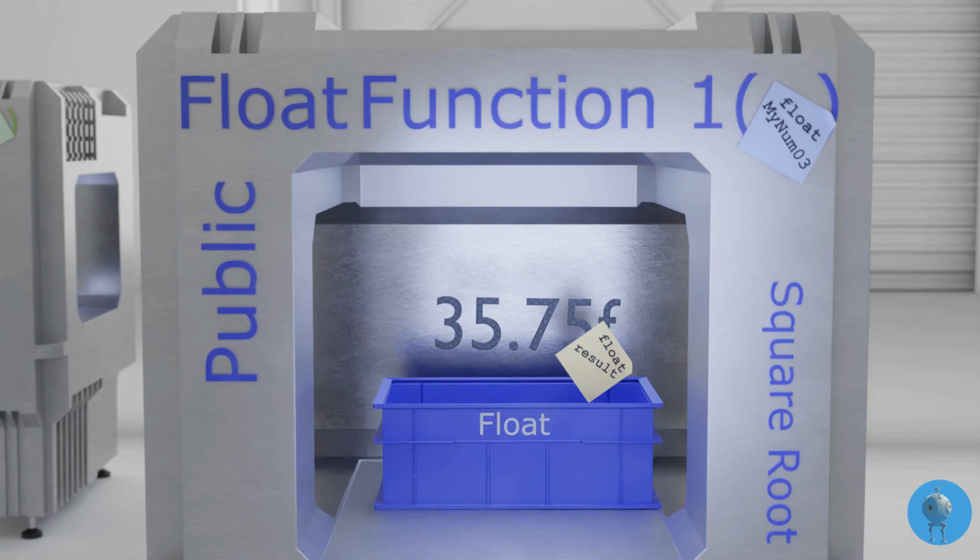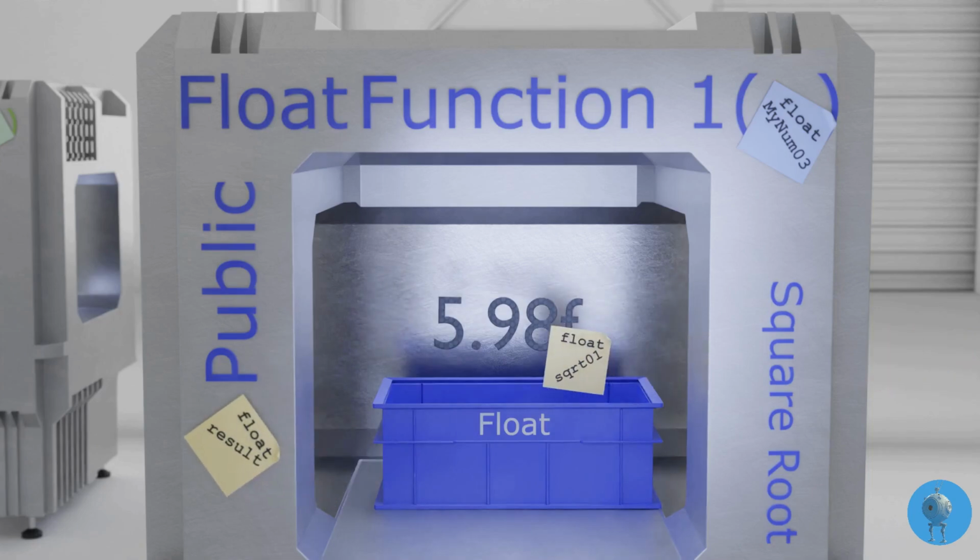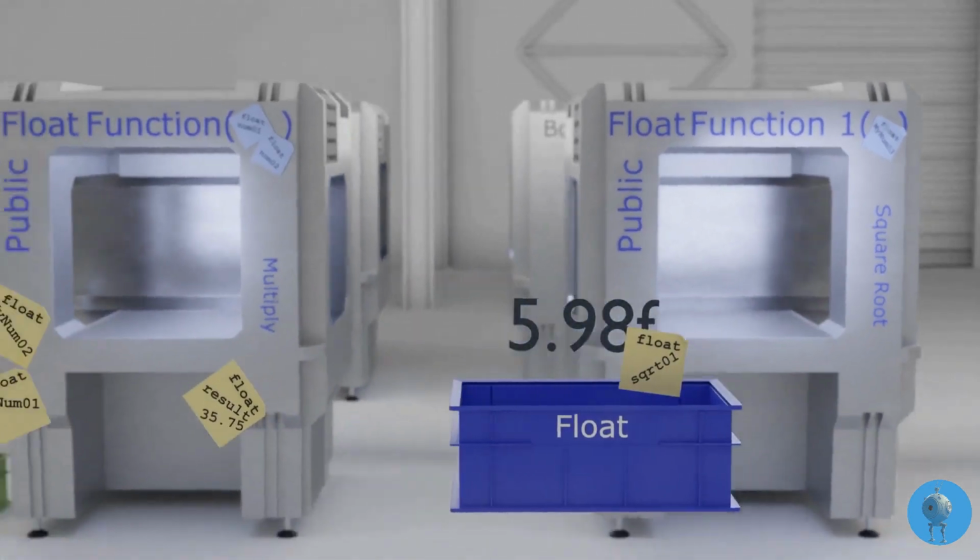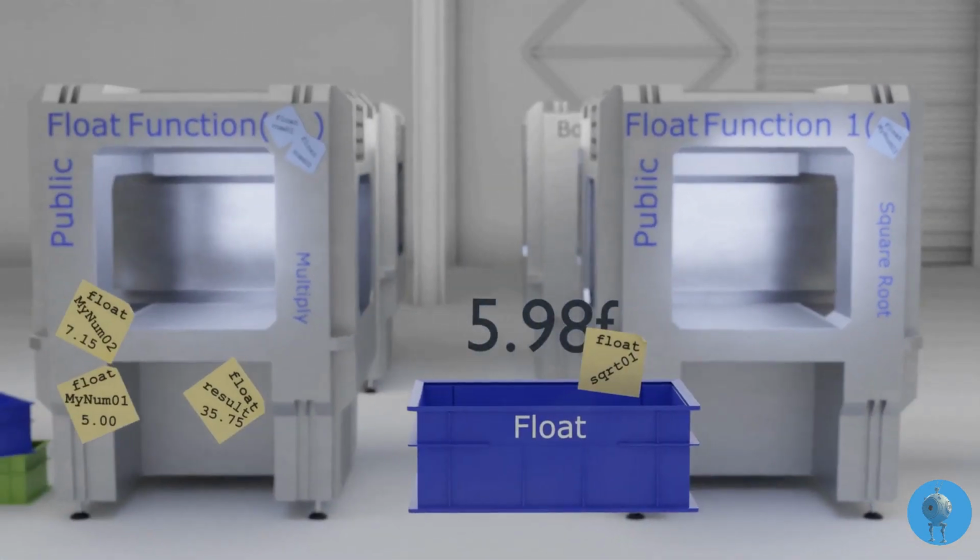Also, for this function machine, the second one, we can only insert float values. The machine is for everybody to use and uses a float called mynum3 for the inner workings. After this has been processed, we get the result and we store the result in another float which we call square root 1. So let's take a look at what we have got at the moment. We have the original float values which are stored in mynum1 and mynum2. We have a multiplication result which is also a float stored in results. And we have the square root value stored in square root 1.